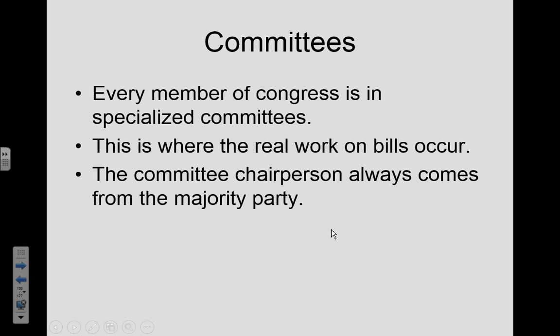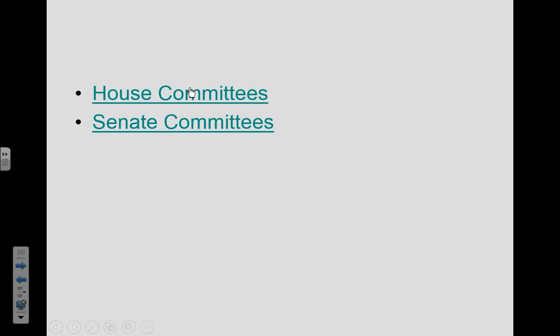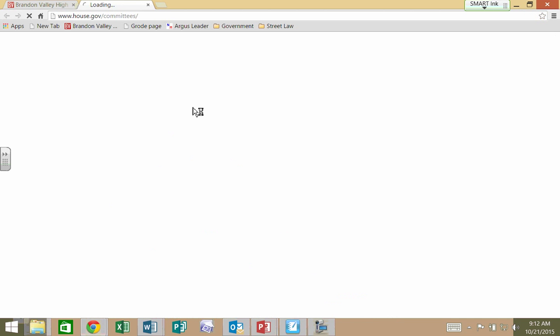The committee chairperson always comes from the majority party, and the chairperson is the most powerful person in each committee. And the committee always has more members from the majority party than they do from the minority party. So as we said here, the chairperson then is going to be a Republican today, and there'll be more Republicans on the committee than there are Democrats. And because the committee is where most of the work of the bill gets done, that's significant, because the committee can do a lot of things, but everything takes a majority vote to do it. Okay, now let me show you some examples of House committees and then Senate committees.